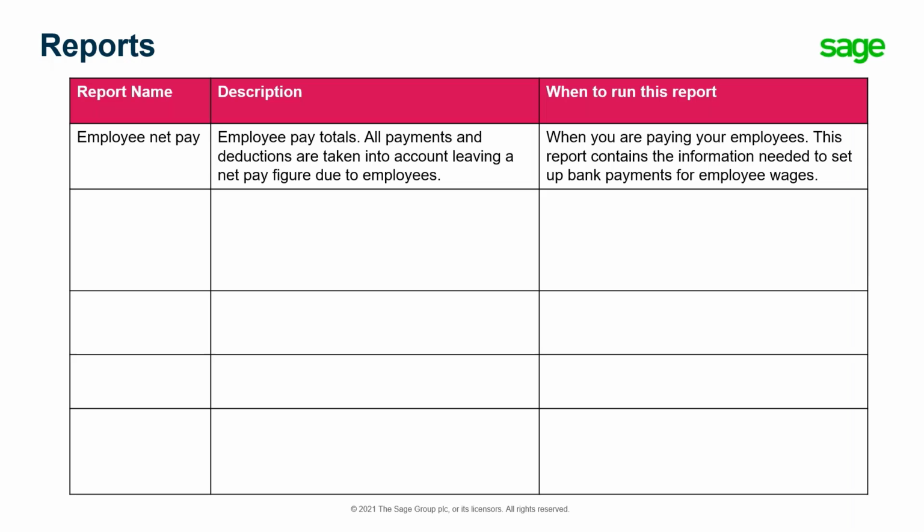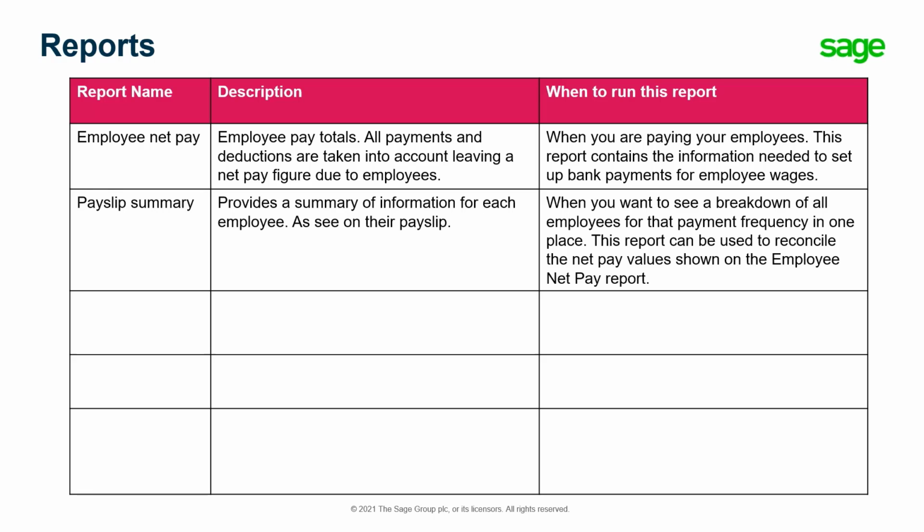So the first report, and this is the one I showed you a little bit earlier on, is the Employee Net Pay Report. This shows the employee net pay totals. So that's all of your payments and deductions that are taken into account, leaving a net pay figure. That net pay figure is what you need to pay to your employees. Now, as I said earlier, the payroll doesn't link directly to any online banking. So those kind of reports are really handy for when you're logging into your banking to make those payments to your employees.